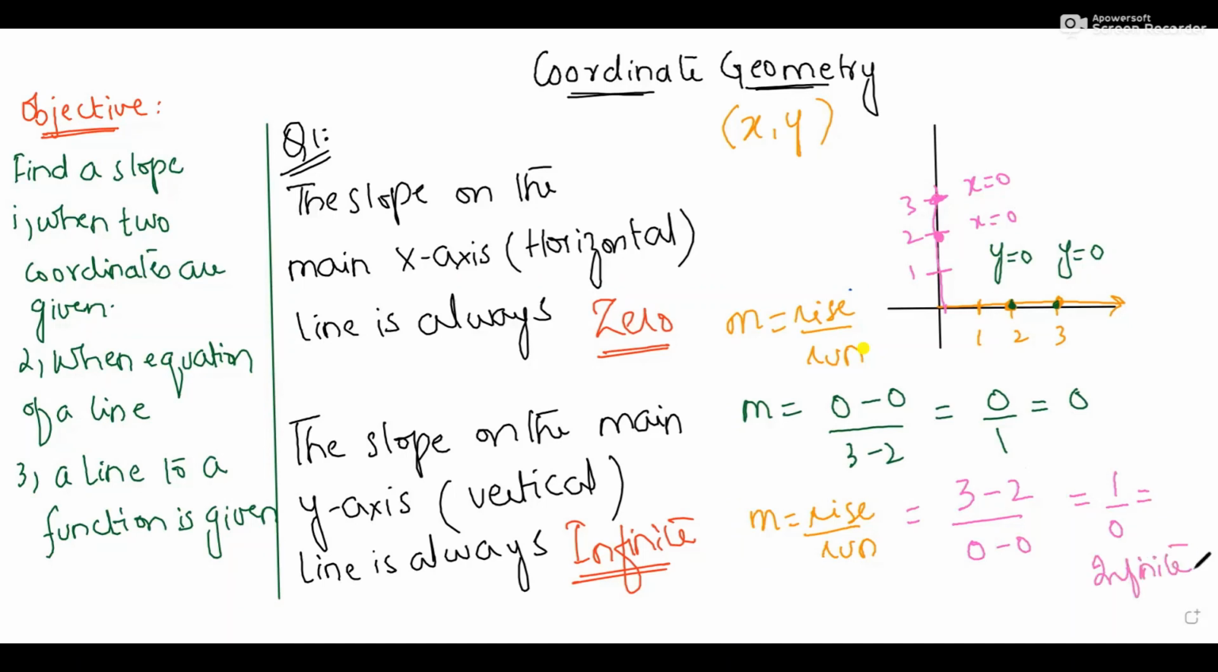Hence it is proved that the slope on the main y-axis, that is the vertical line, is always infinite, and the slope on the main x-axis, that is the horizontal line, is always 0. So finally, here I conclude my today's lecture. I hope it will help you in your papers, and it will help you also to solve your questions regarding your topic.